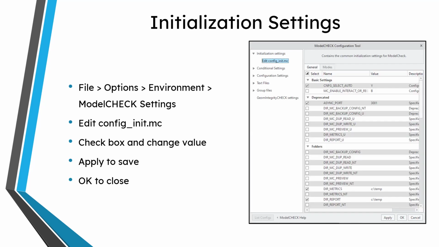All right, lastly, before I show you the practical of how to do this, to change your initialization settings, what's in your config init.mc file, you go to File, Options, Environment, and there's a Model Check Settings button, and then you can select the choice on the left-hand side to edit config init.mc. You'll see all the different settings over on the right-hand side of the configuration tool dialog box. Then you can check the box for an option that you want to be in the config init.mc file, and then click in the value cell in order to change the particular value. Then you can hit the apply button in order to save the changes to config init.mc.